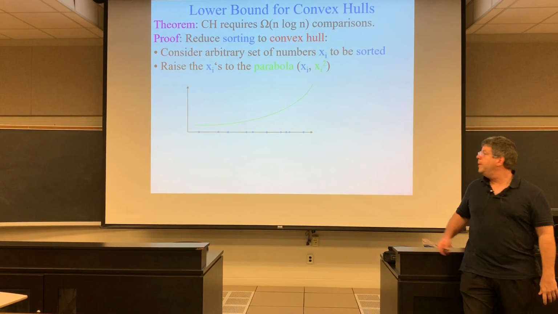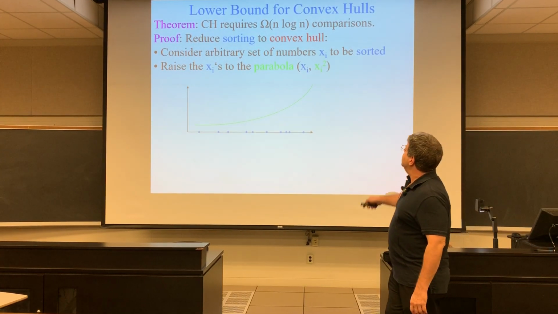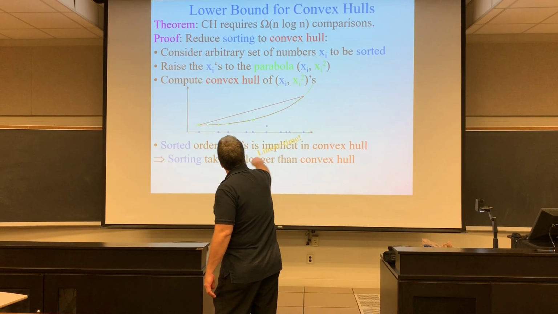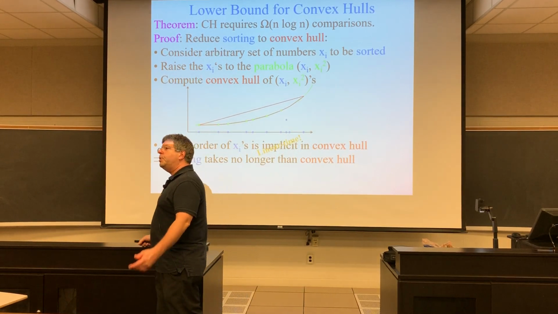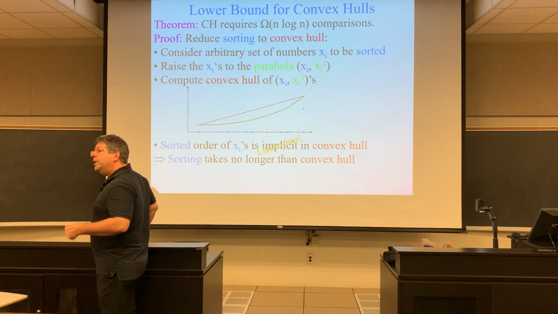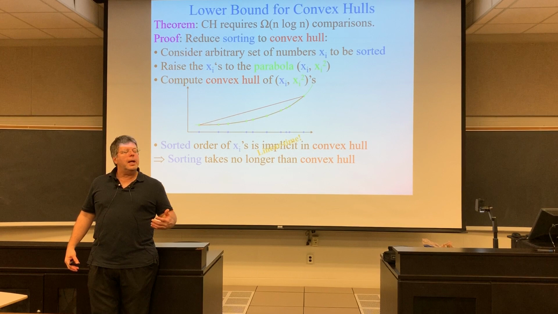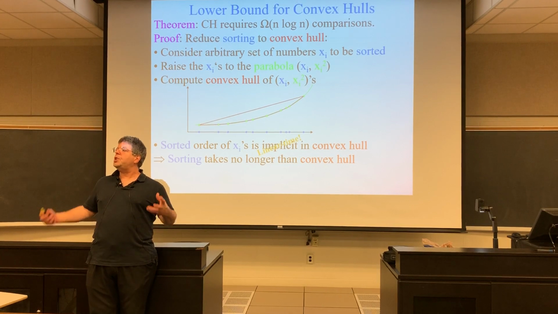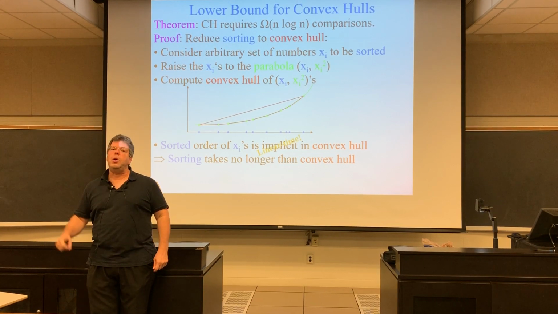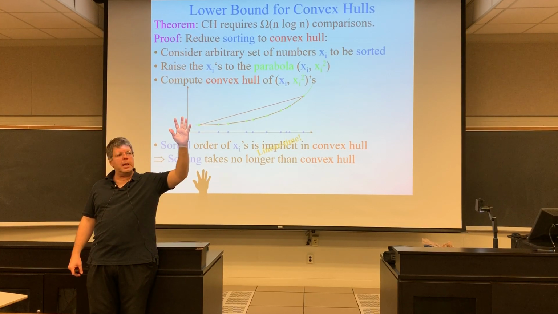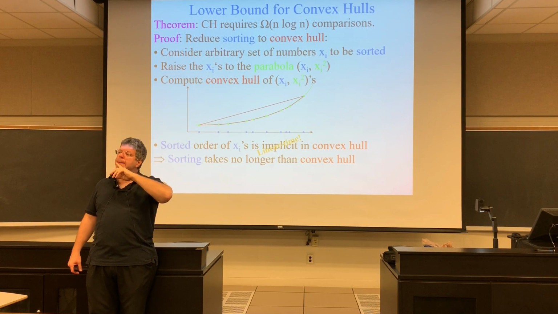Why? Because if it did, we take an arbitrary sorting instance, raise it to the parabola, feed it to the convex hull subroutine, and from the red polygon that the convex hull subroutine returns to us, we infer the sorted order trivially in linear time. And so the net effect is that we sorted in linear time with a single call to the convex hull subroutine. How many get that? Okay, that's more hands. That's good. I'm glad I repeated it.